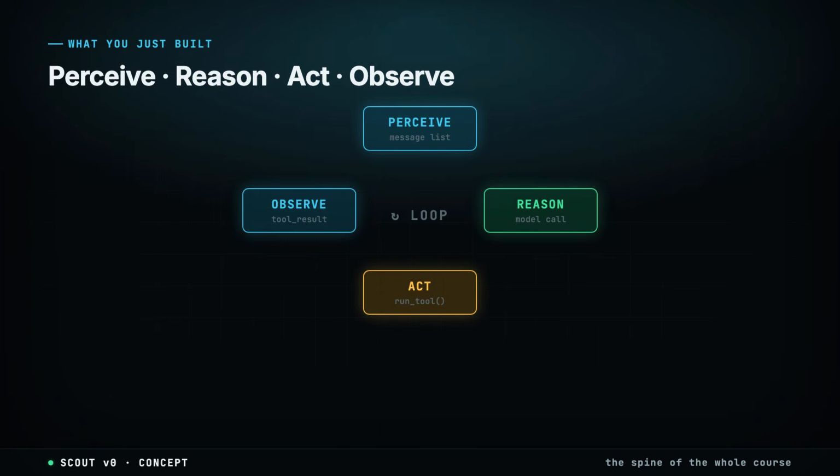Perceive, reason, act, observe. Lock that cycle in. It is the spine of this entire course. When agents break, and they will, it is always one of these 4 stages failing.